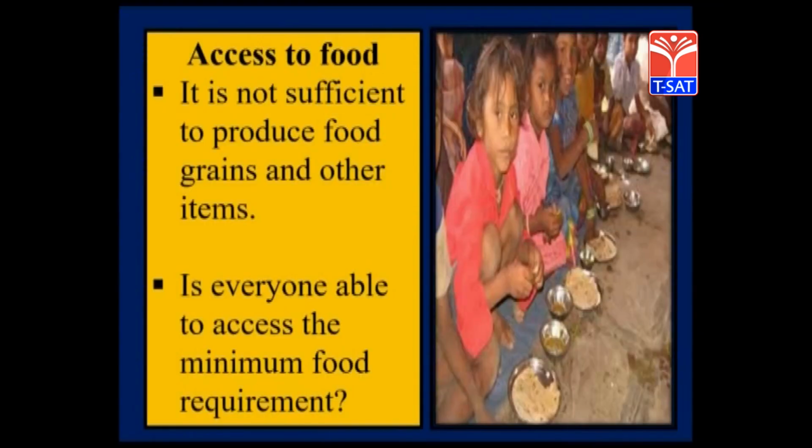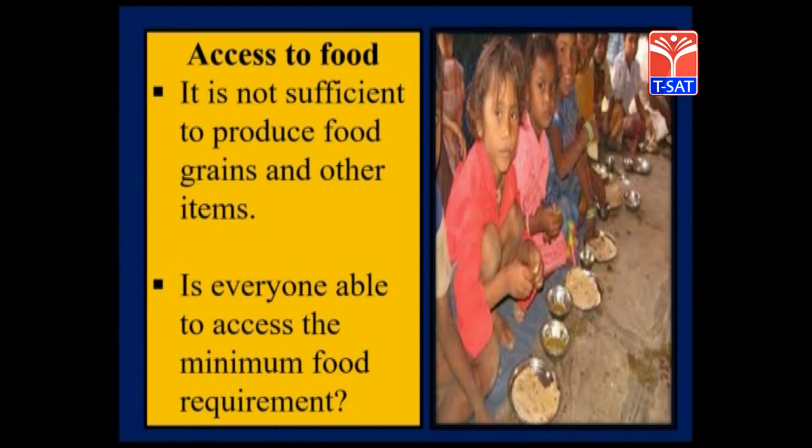So, what is access to food? Access to food is whether the food is available to the poorest of the poor people also, all through the year and all three times per day. That is called access to food. So, is everyone able to access the minimum food requirement? Let us try and understand it. But before that, let us see why we need food.